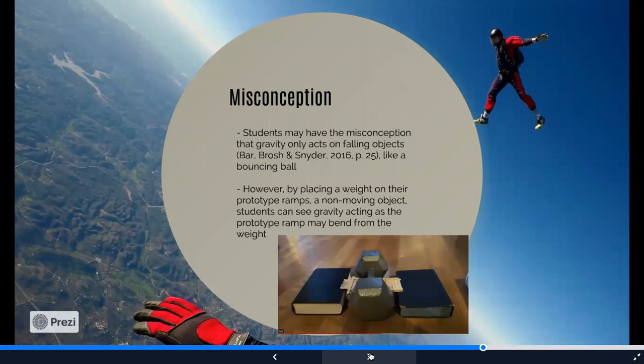Possible misconceptions. Students may have the misconception that gravity only acts on falling objects, like a bouncing ball. However, by placing a weight on the prototype ramp, a non-moving object, students can see the gravity acting on the ramp as the prototype bends from the weight.